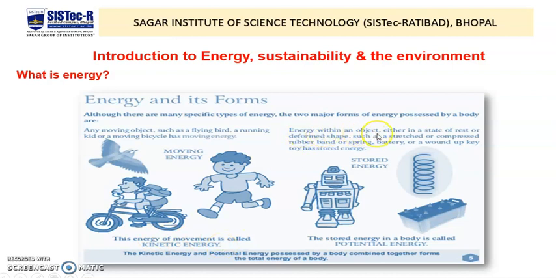Energy within an object, either in a state of rest or deformed shape, such as a stretched or compressed rubber band or spring, battery, or a wound-up dicky toy, has stored energy. The stored energy in a body is called potential energy. The kinetic energy and potential energy possessed by a body combined together forms the total energy of a body.